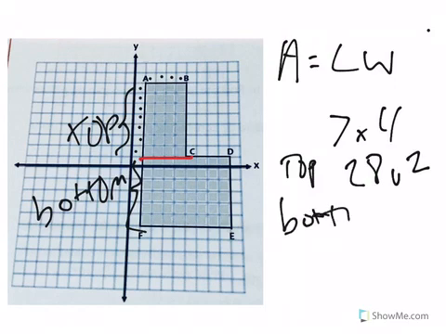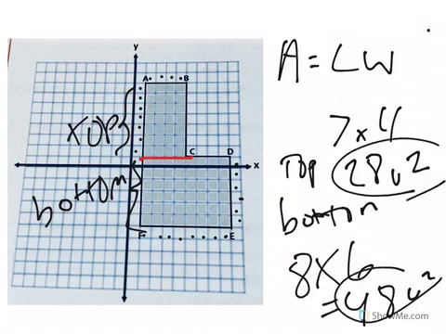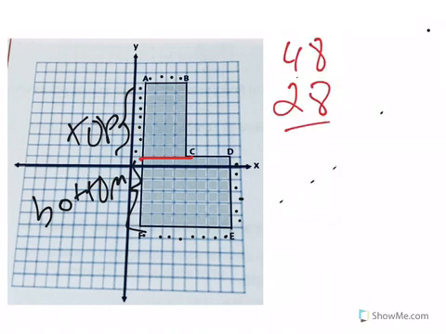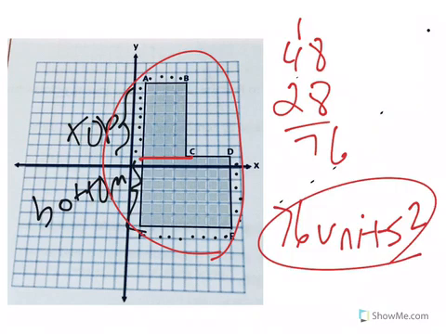For the bottom, let's count them out. We go 1, 2, 3, 4, 5, 6, 7, 8 times 1, 2, 3, 4, 5, 6. So we're going to end up with 48 units squared. So now we're going to add the 28 and the 48. 8 and 8 is 16. Carry the 1. 4, 5, 6, 7. 76. So the area of the entire thing is 76 units squared.